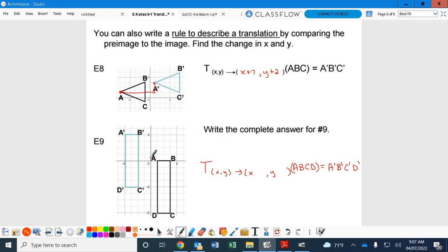So I'm starting right here on this A because this is my pre-image. It doesn't have the little mark on it. I've got to go all the way over to here to line up with this A. How many to the left is that? -5. Minus 5. If you go to the left, it's minus. If you go to the right, it's plus. So we went 5 to the left, which makes it -5.